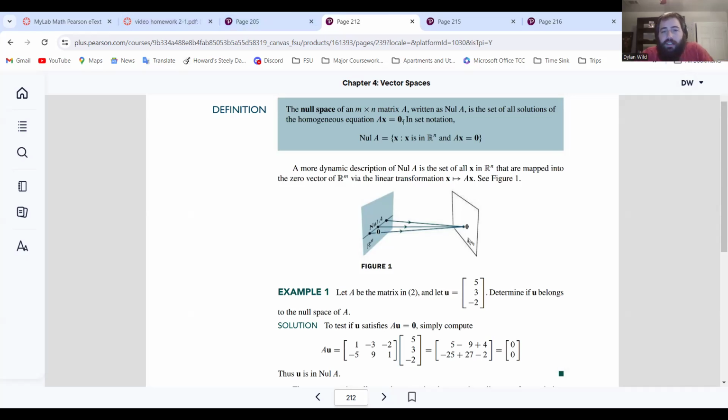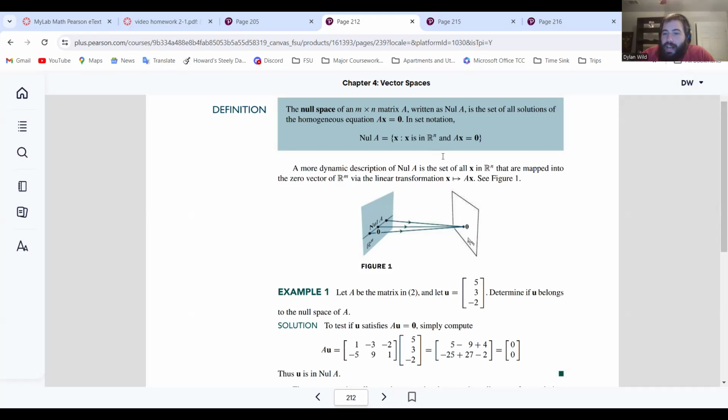And to read through this definition, the null space of an m by n matrix A, shorthand null A, is a set of all solutions of the homogeneous equation Ax equals 0. In set notation, null A is some x where x is in R^n, and that n is the number of columns of our initial matrix A, such that if I multiply my vector x, or v or u, whatever we want to call it, but we'll generalize it to x, then A times x is going to be 0.